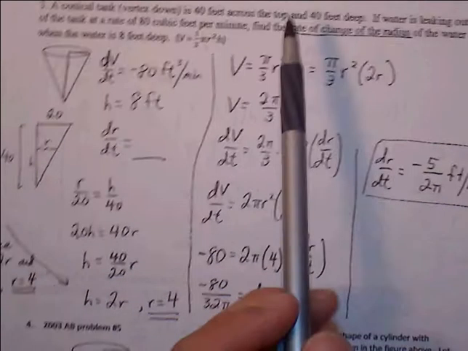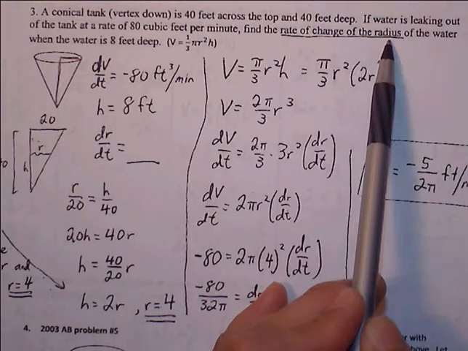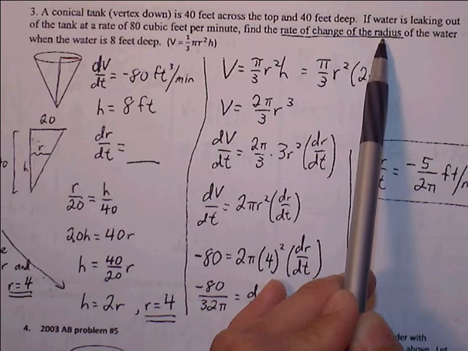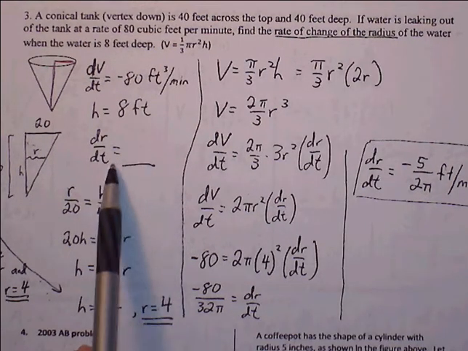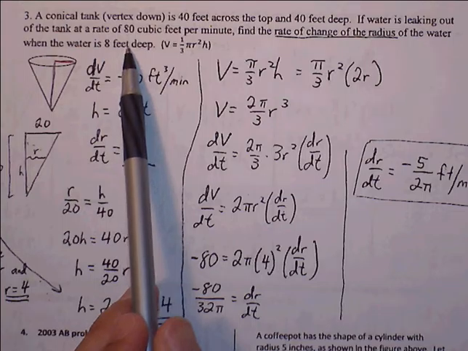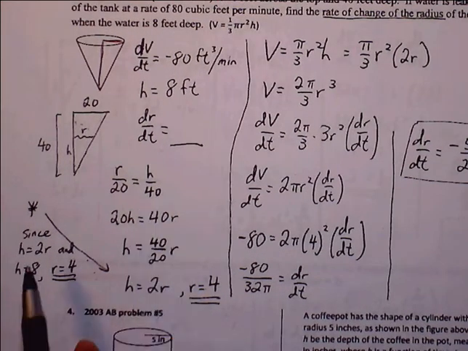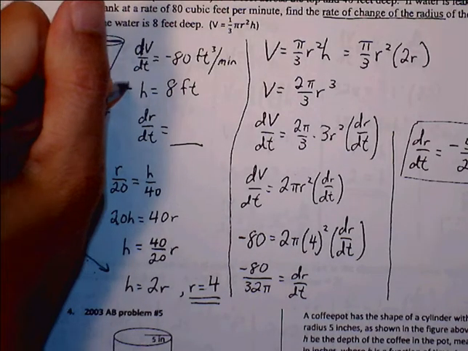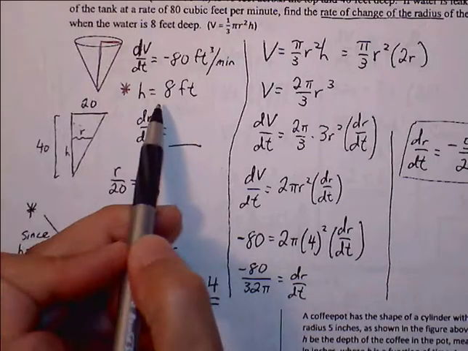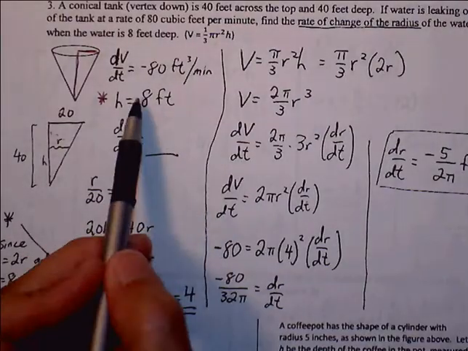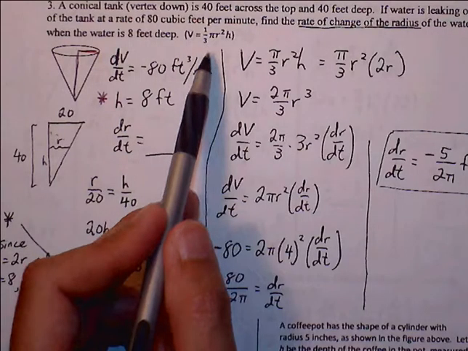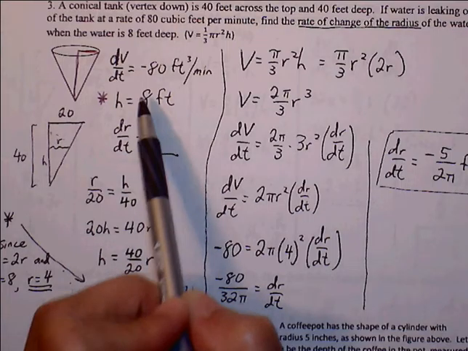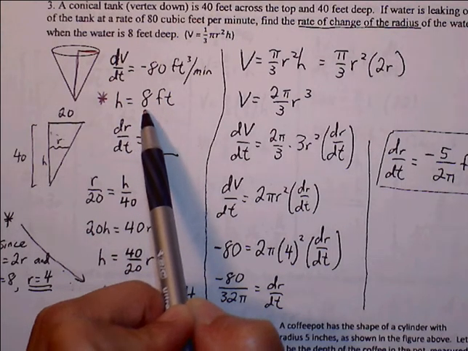Find the rate of change of the radius. So we know radius is r, but we're asked to find the rate of change of the radius. So we're looking for dr/dt. Okay, so dr/dt is what we're looking for when the water is 8 feet deep. So when the water is 8 feet deep, we're going to say h is equal to 8 feet. Now, we want to put a star next to this h equals 8 feet because we don't want to put this value into the equation too soon. Okay, so we're going to come back to this, but this is not going to be used at the beginning portion of our problem.